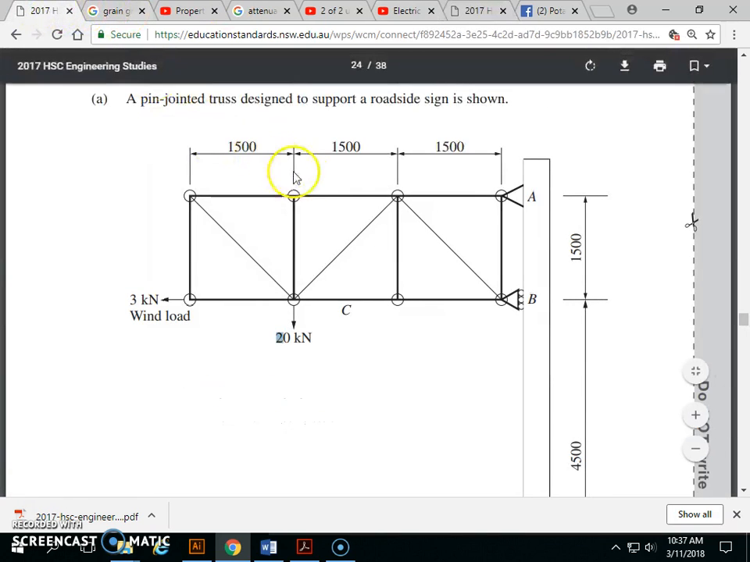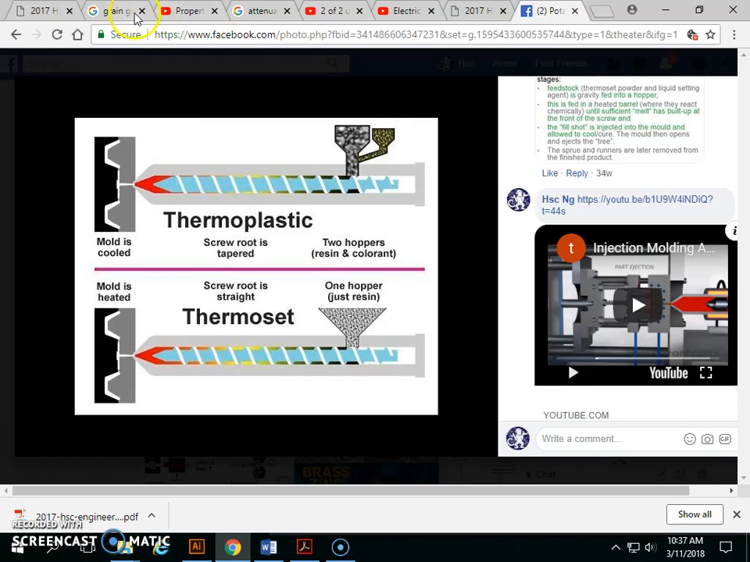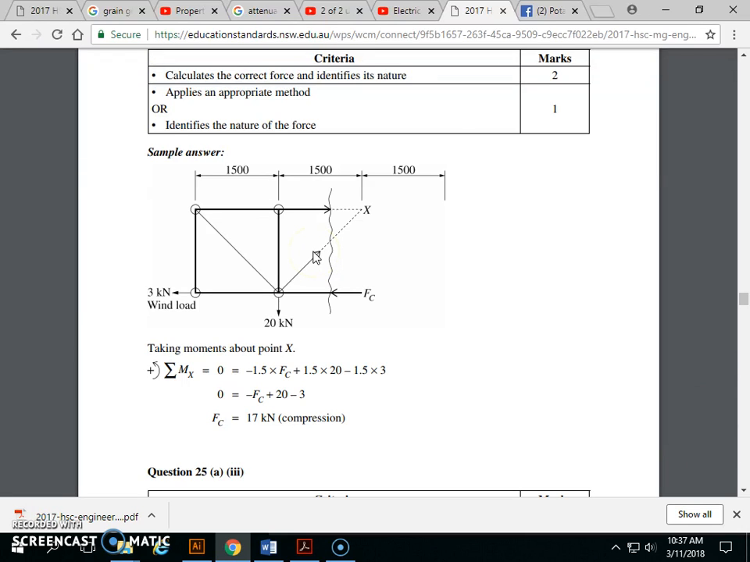Now, what we need to do is find the reactions at member C. So if we cut through member C like this, we need to find what the reaction at C is. Now, we still have this member here. We could call this member A, and we could call this member B. Just for the sake of the question, we don't want member A, and we don't want member B. So what are we going to do to eliminate those?